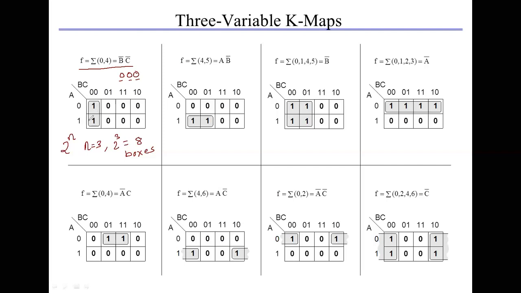So this one and this one together, highlighted in blue color, is called a pair. In a Karnaugh map, a pair is nothing but two adjacent ones. In this equation, we can see the function is given as 0, 1, 4, 5, and the reduced form is given as B bar. Now here, four adjacent ones in a Karnaugh map are called a quad.